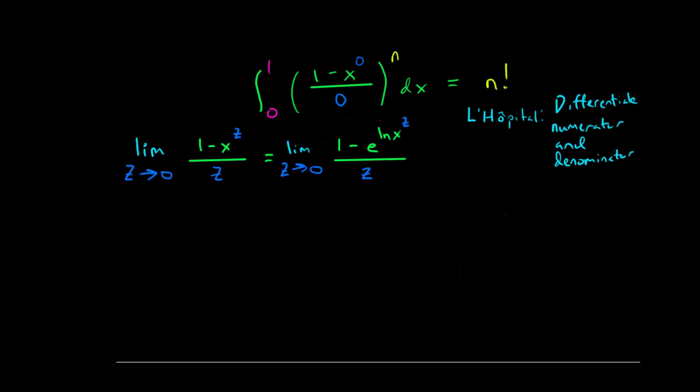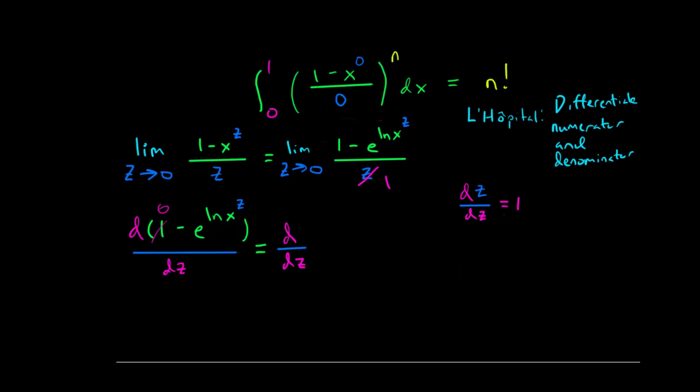Well, differentiating the denominator is easy. dz just equals 1. And as far as the numerator is concerned, d/dz of 1 minus e to the log x to the z, 1 is a constant, so that becomes 0. So this equals d/dz of negative e to the z log x.